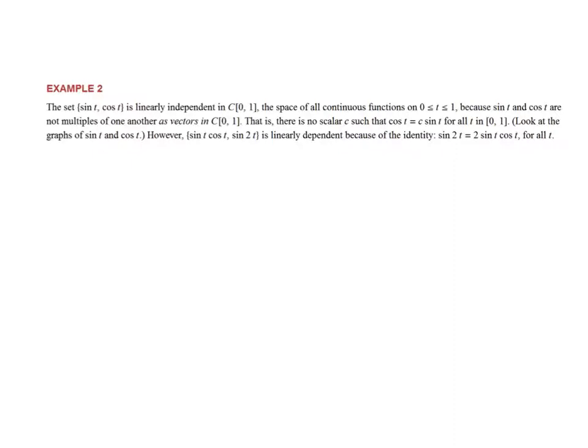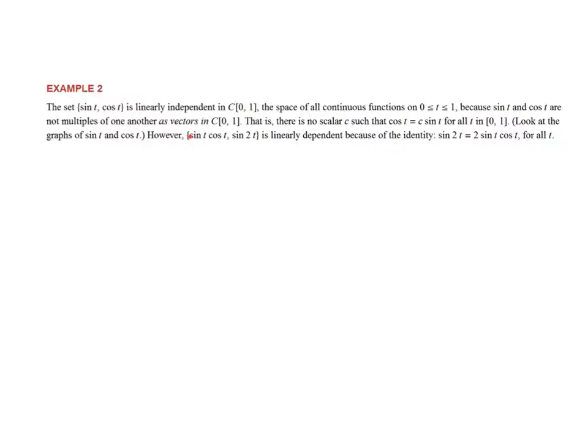Okay, and then the next example, there's not much to do in this one. You can just read the example type question. The set sine t, cosine t is linearly independent in the space of continuous functions for t from 0 to 1, because sine t and cosine t are not multiples of each other as vectors in that interval. There is no scalar that maps cosine of t onto c times sine of t, so I can't make them map on top of each other. If I could, then they would be linearly dependent, but I can't, so they're linearly independent.